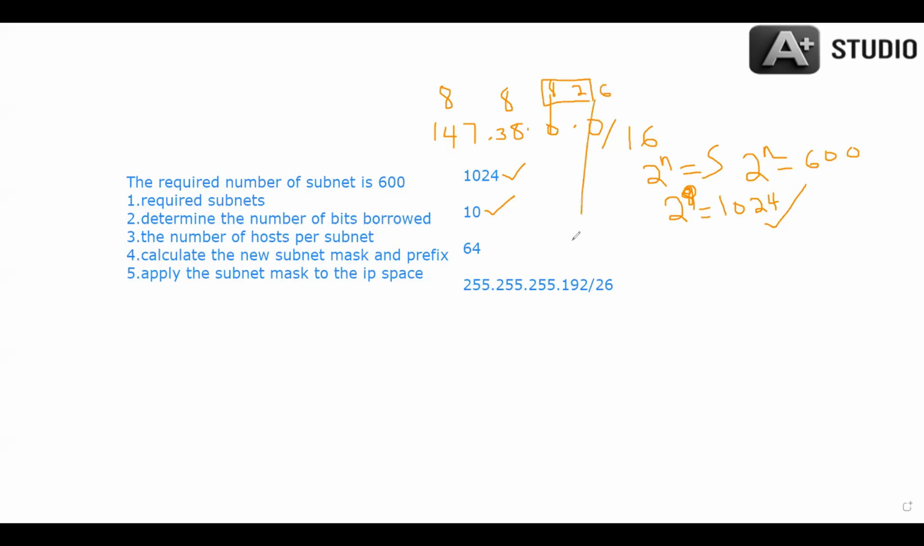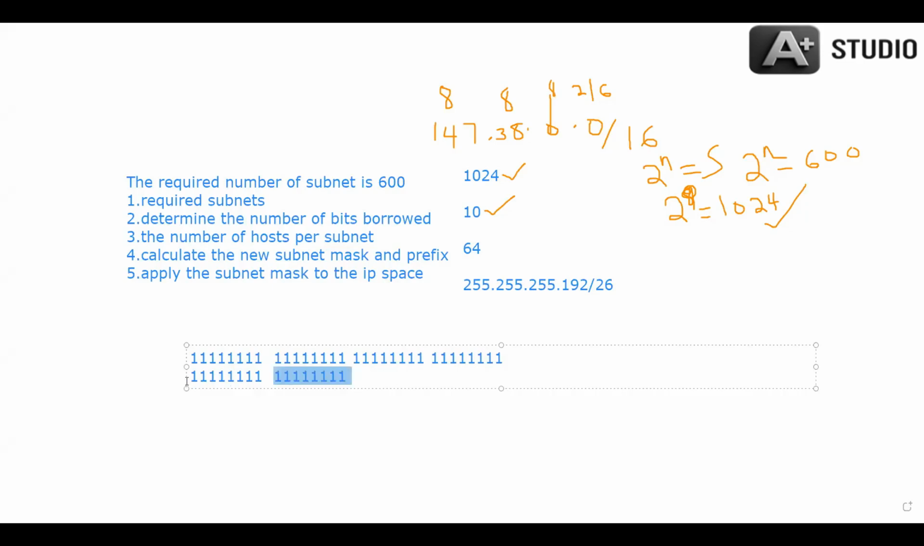Let me just draw it and let's see from there. We have this right here. 1, 2, 3, 4, 5, 6, 7, 8. 1, 2, 3, 4, 5, 6, 7, 8. 1, 2, 3, 4, 5, 6, 7, 8. 1, 2, 3, 4, 5, 6, 7, 8. From here it is filled up. From here the same thing, and then from here we had 16. So here we have to borrow from the left to the right. Borrow 10.